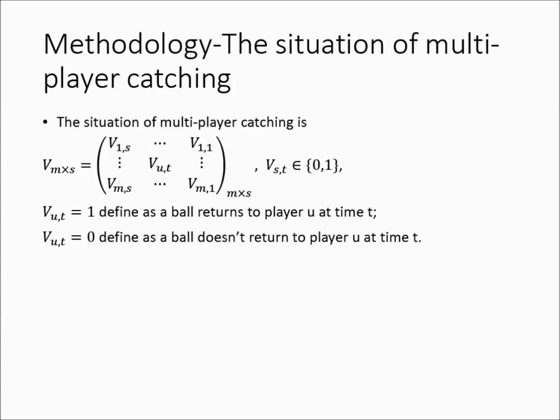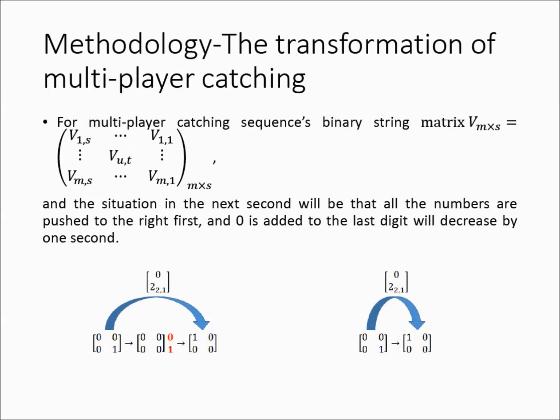The methodology: the situation of multiplayer catching. The situation of multiplayer catching is shown down below, and if it equals 1, then it is defined as the ball returns to the player at a certain time. And if it equals 0, then it is defined as the ball doesn't return to the player at time t. This is the transformation of multiplayer catching.